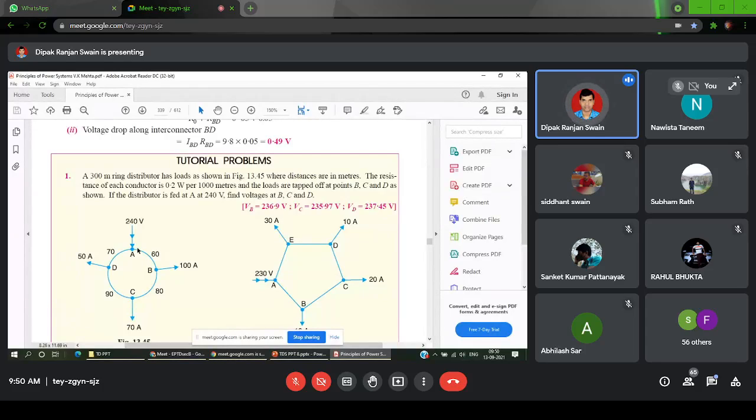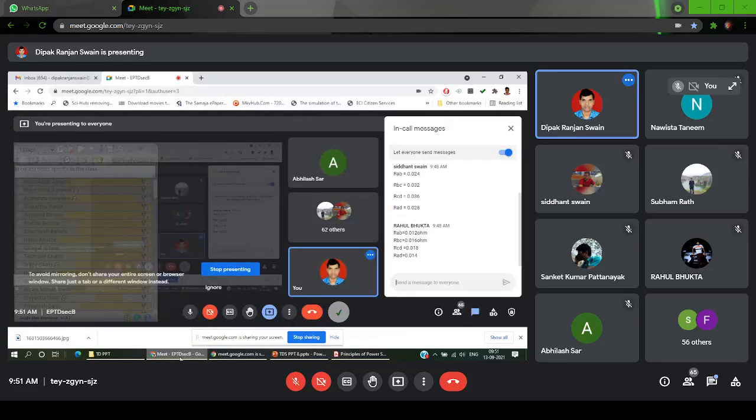The current I am assuming in the section AB is I. When I move to the next section, 100 ampere is taken from here, so the current in the section BC will be I minus 100. Again 70 ampere goes here, so that becomes I minus 100 minus 70, so that is I minus 170 in the section CD. And similarly the current in the section DA will be I minus 100 minus 70 minus 50, so I minus 220. So now all the currents are known, all the resistances are known. Write down the KVL equation in the loop ABCDA to find out the current I.